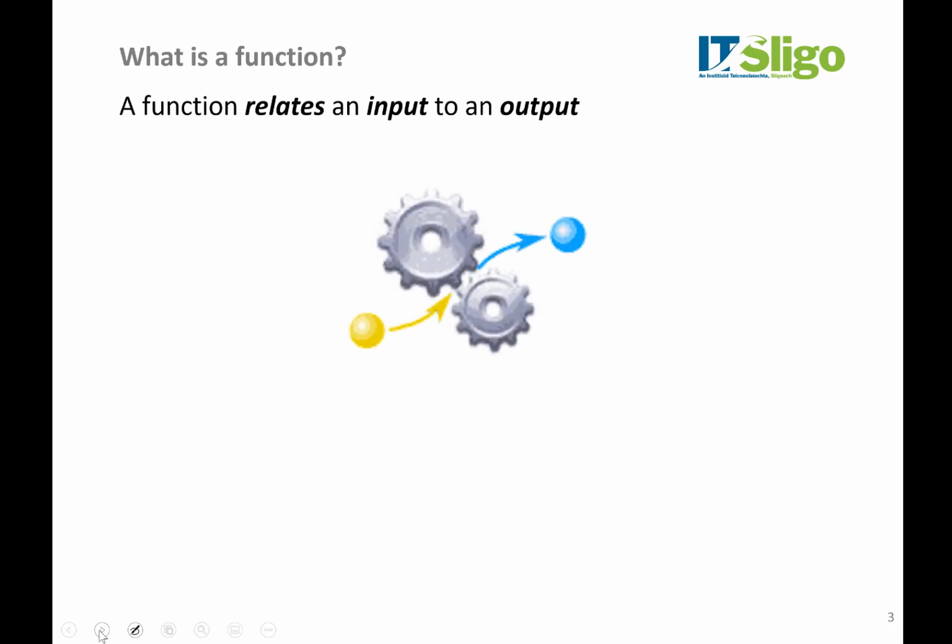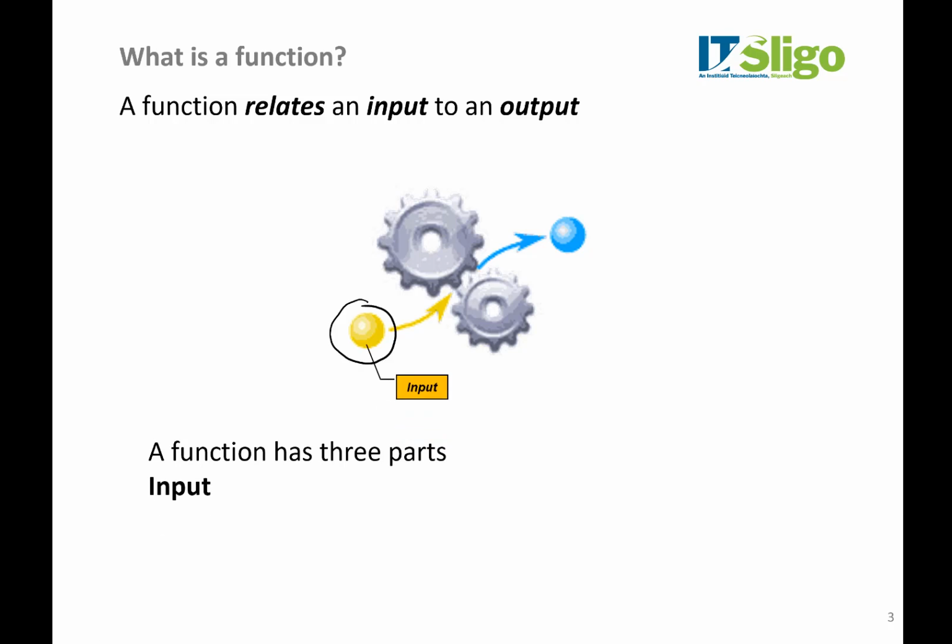So really a function relates an input to an output. There's three basic parts. There's the input. This is what we feed in. And usually the input is called x. Now, as we'll see in later slides, we can use any letter. But in a general math sense, x is our input. It gets fed into the function.